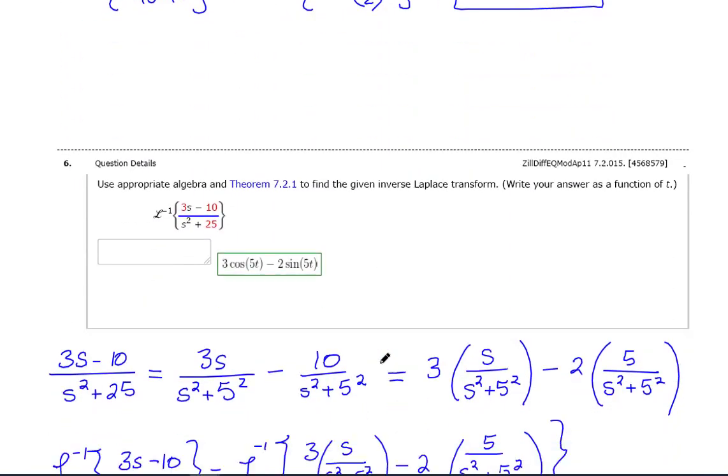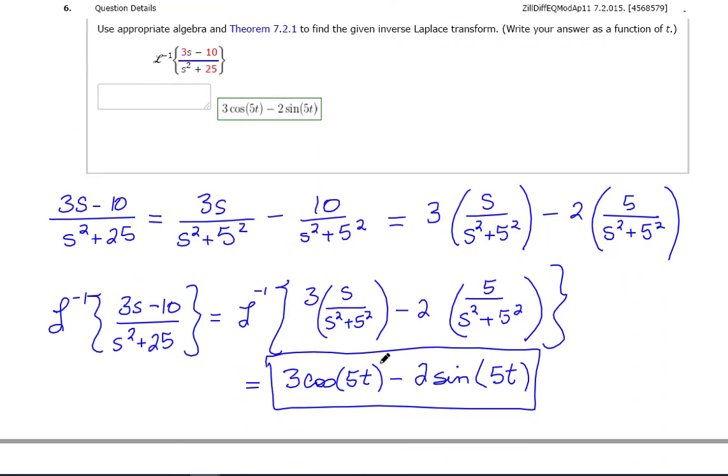All right, in question 6. All right, question 6, I've got (3s minus 10) over (s squared plus 25). Well, 25 I know is 5 squared. I know that an inverse Laplace transform with an s on the top is a cosine, and some number on the top over s squared plus 5 squared is a sine. I just need to make things work out.